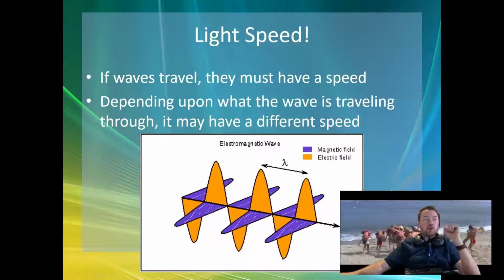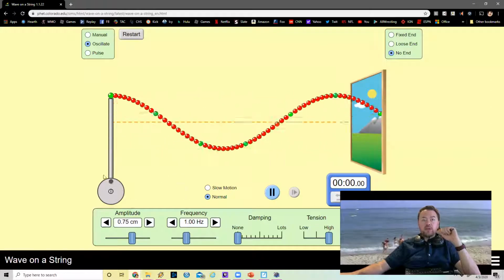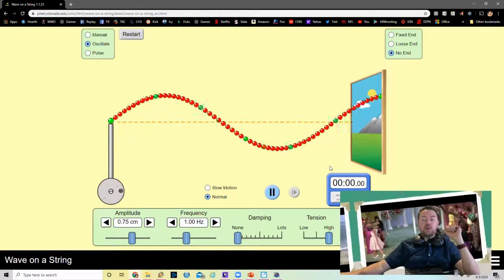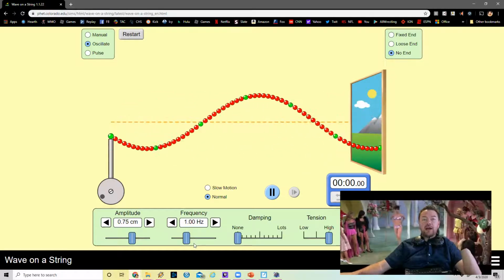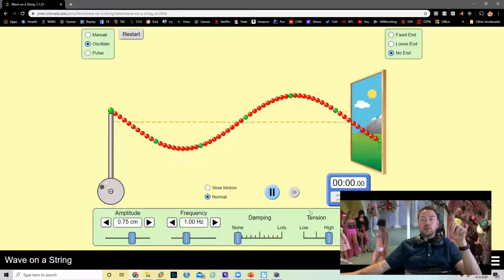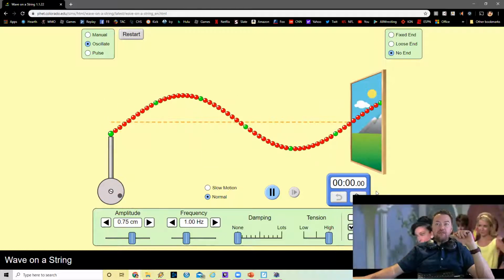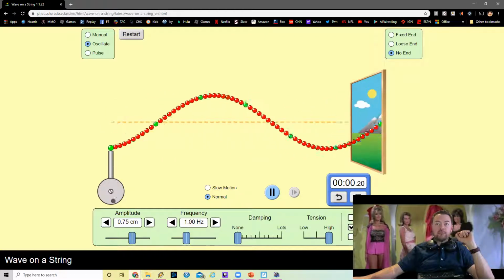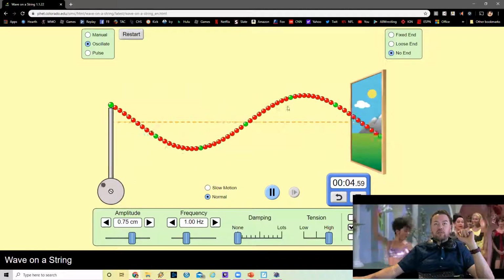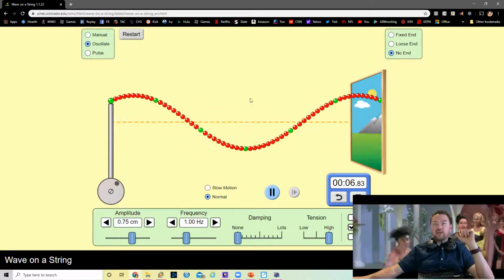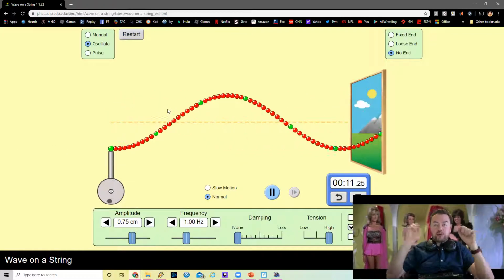So what I'm going to show you is this picture here where I have this device that creates waves on this string of beads. And right now it has a frequency of 1 hertz, which means it's producing 1 wave per second. And if I click my timer here, if you can go from here to here, you would see that the wave is traveling at 1 per second.